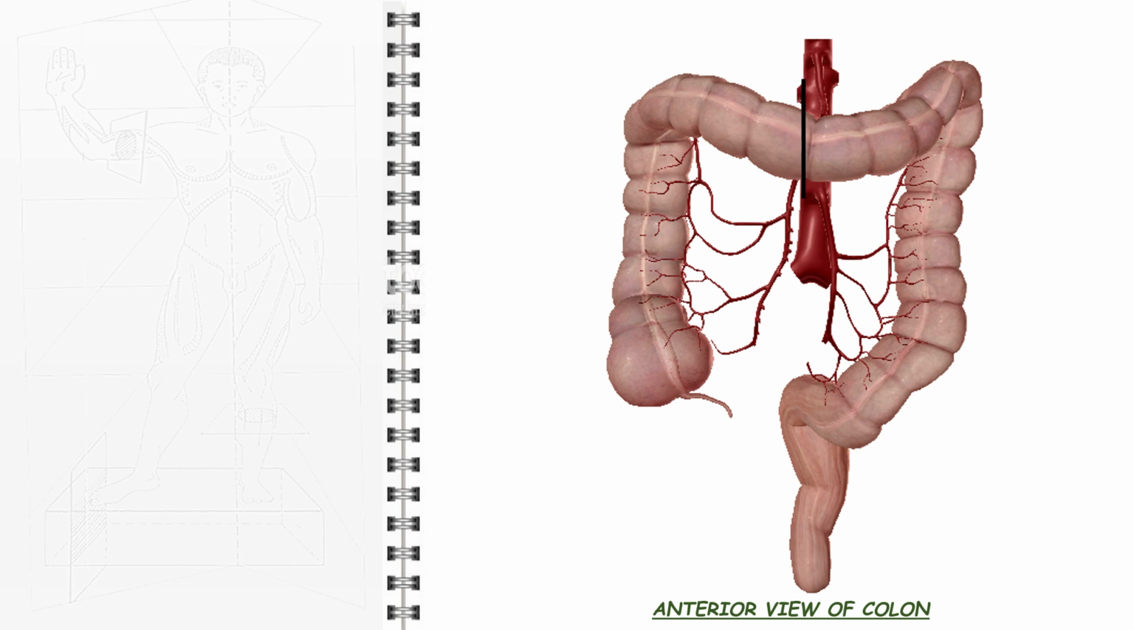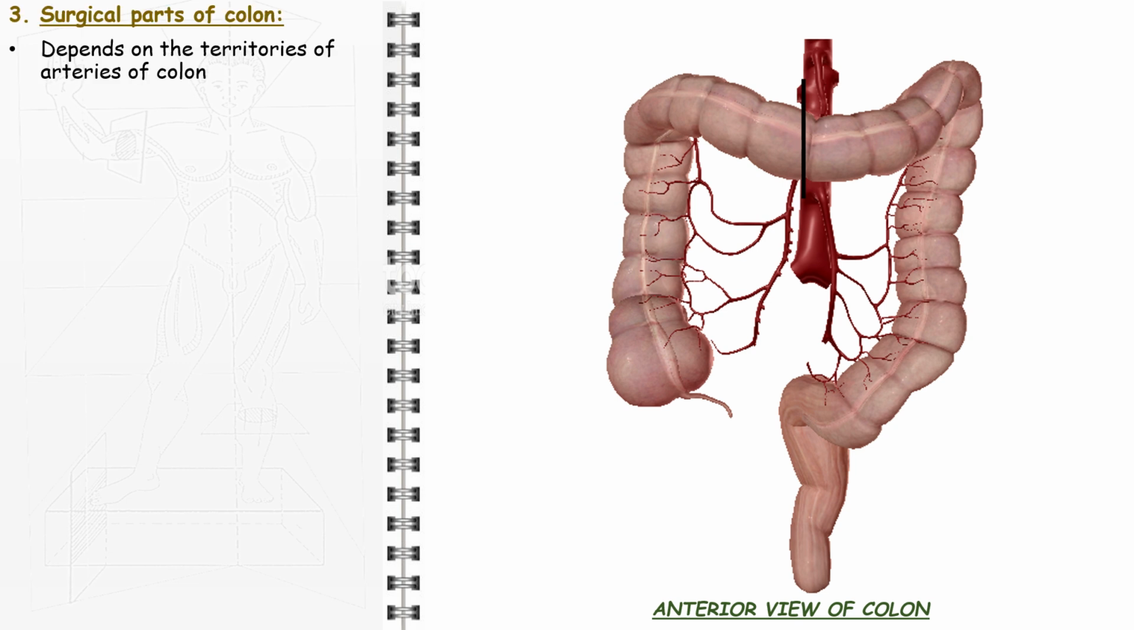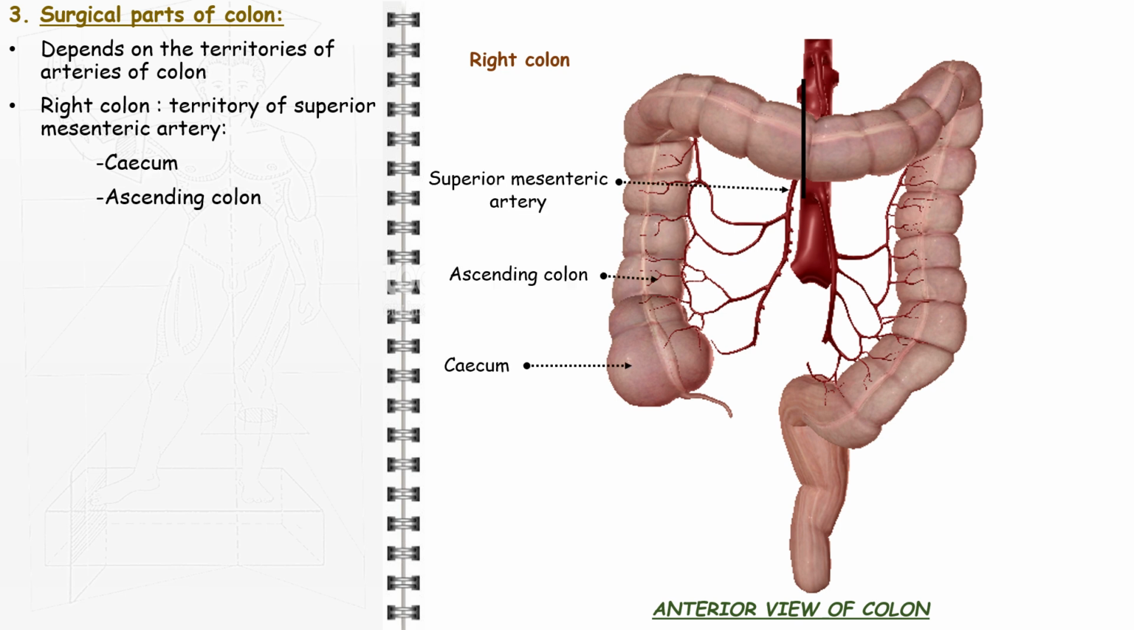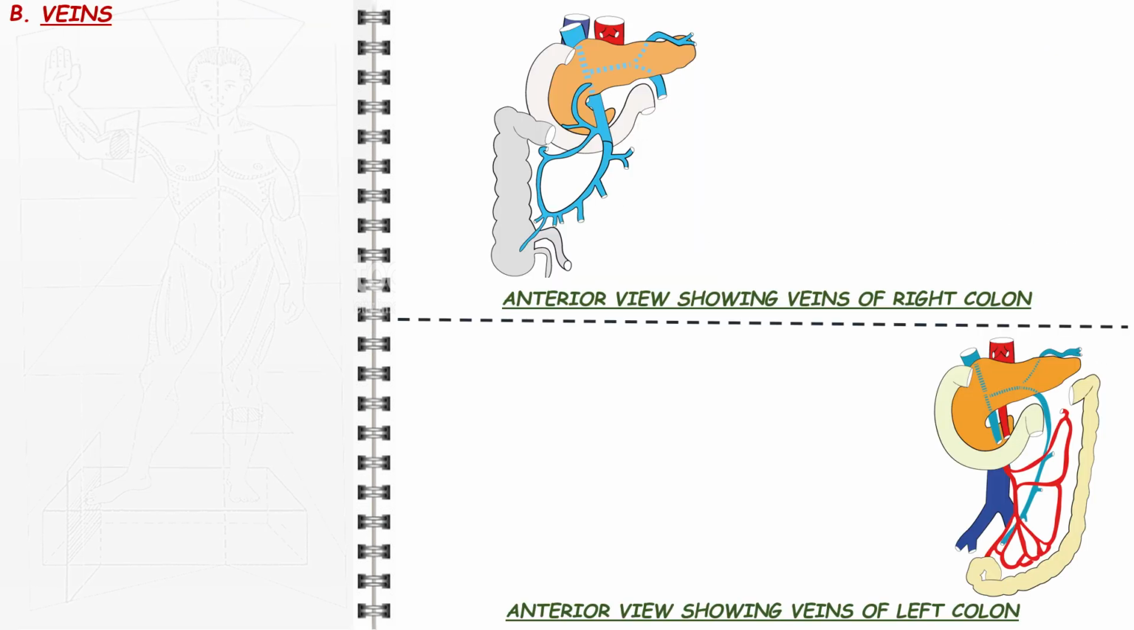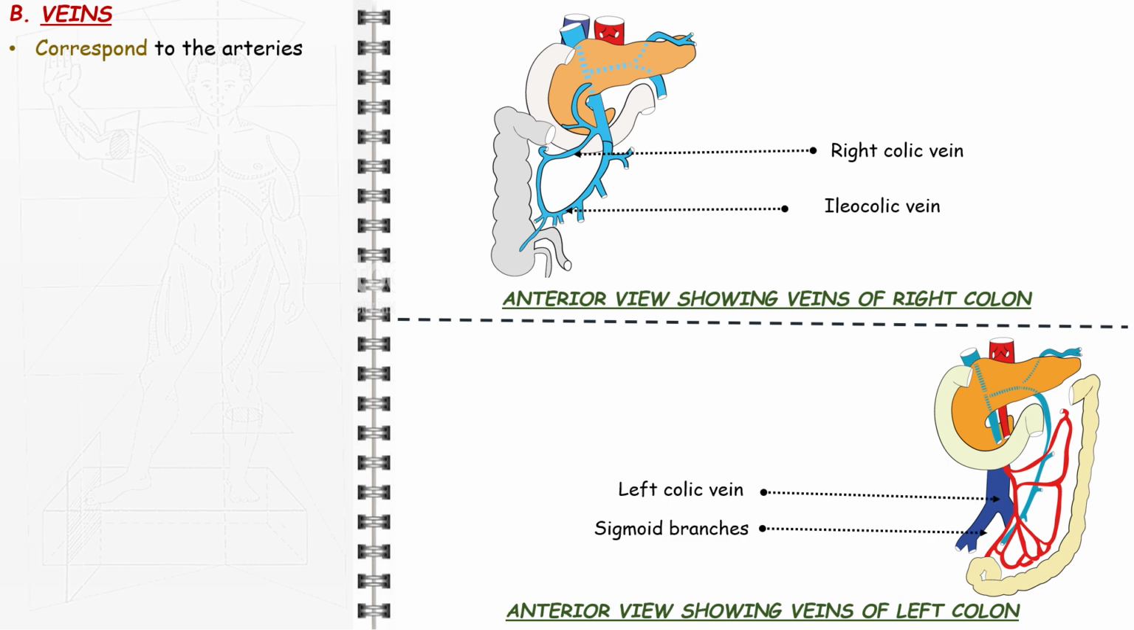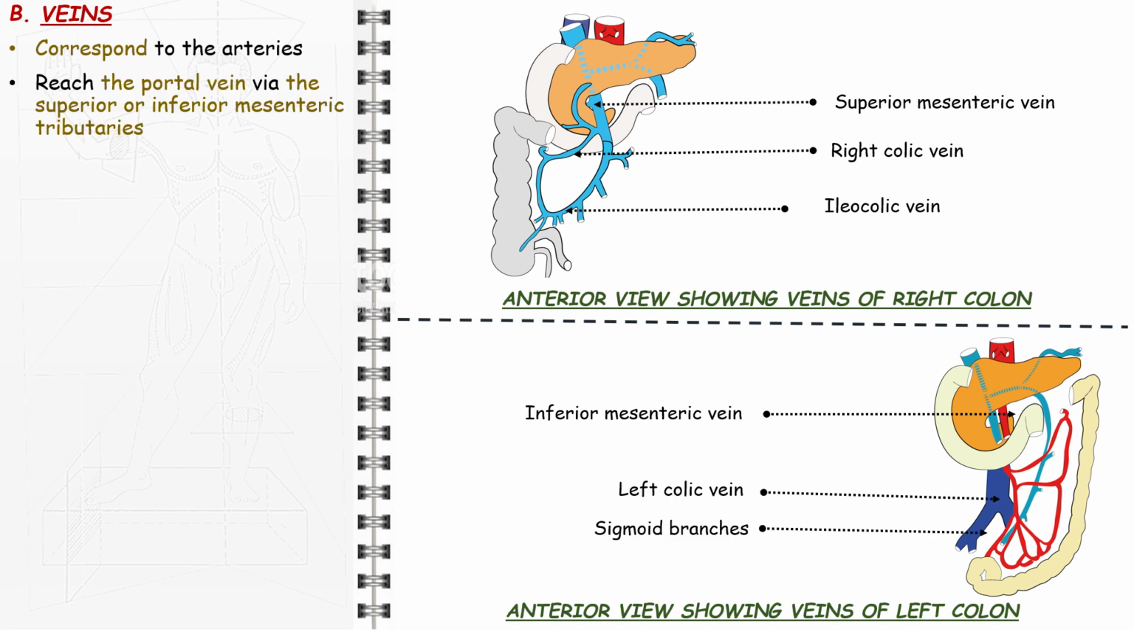Consequently, the subdivision of the colon according to the blood supply and lymph drainage, the surgical subdivision of the colon, distinguishes the right colon, supplied by the superior mesenteric artery, and the left colon, supplied by the inferior mesenteric artery. The veins of the large intestine correspond to the arteries. They drain to the portal vein through the superior and inferior mesenteric veins.